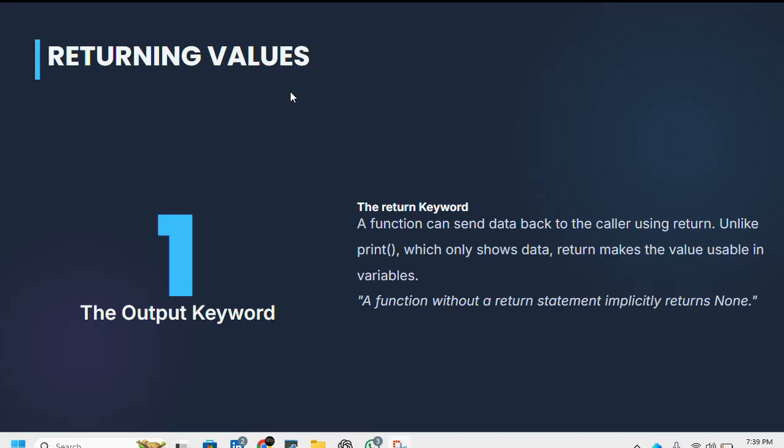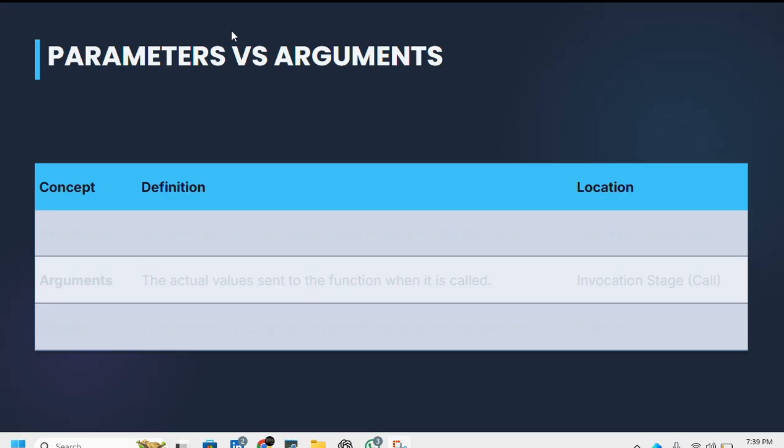For example, if we define a function that returns a value, this will explain the returning values of a function. Now we will move toward the next slide, parameters versus arguments.